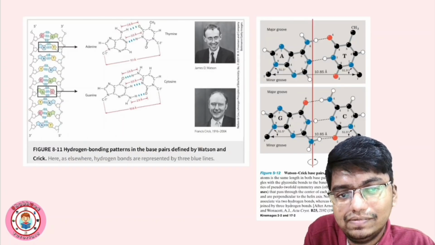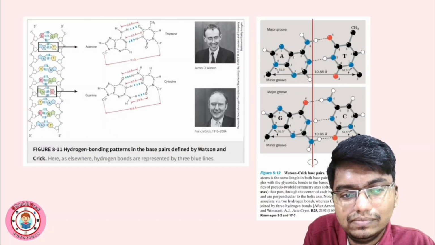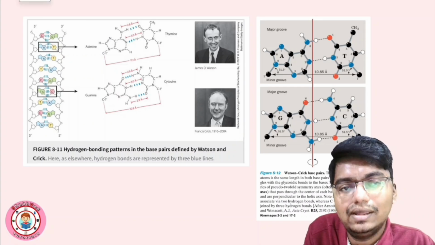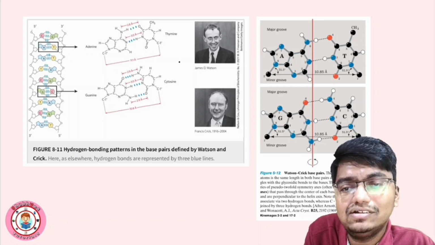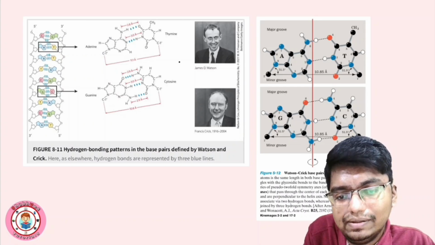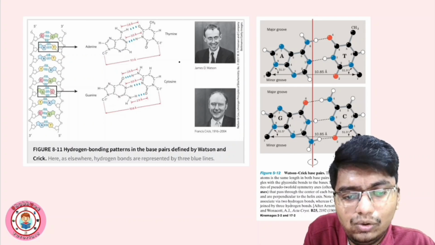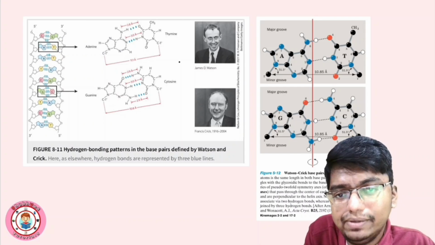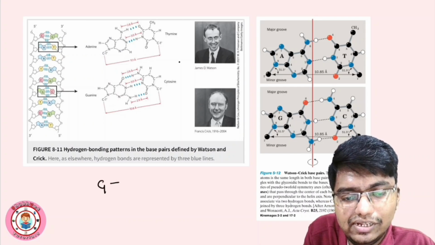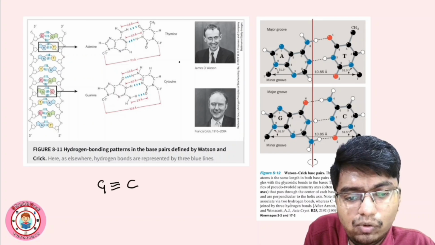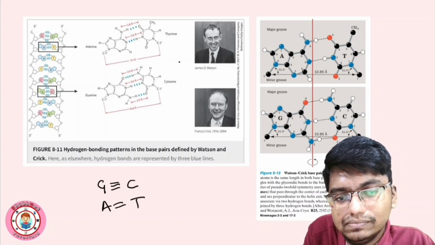Watson and Crick, we know that DNA double helix structure was given by Watson and Crick. Okay, we know. So Watson and Crick base pairing is also there: G pairs with C, 3 hydrogen bonds, and A pairs with T with 2 hydrogen bonds.